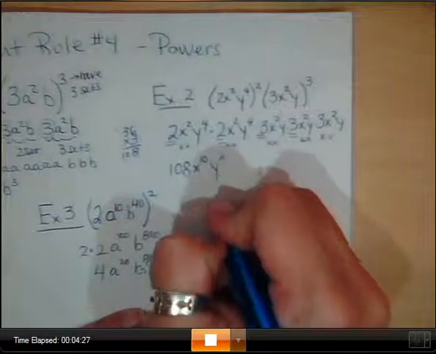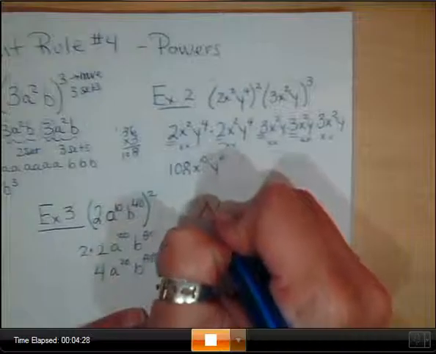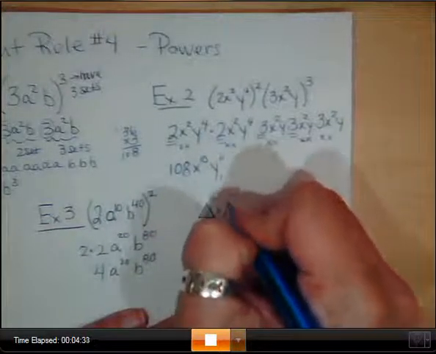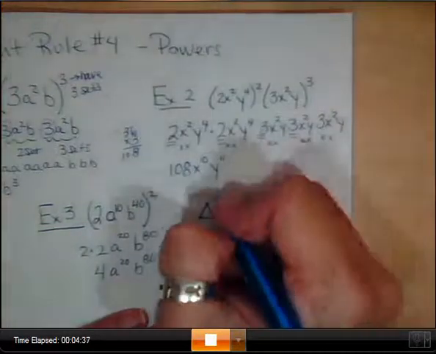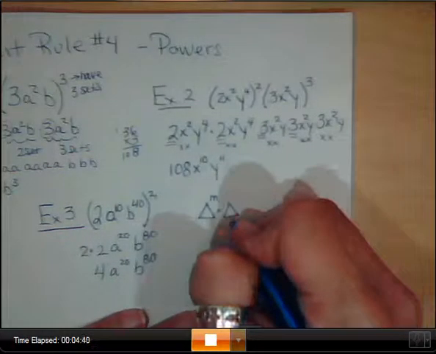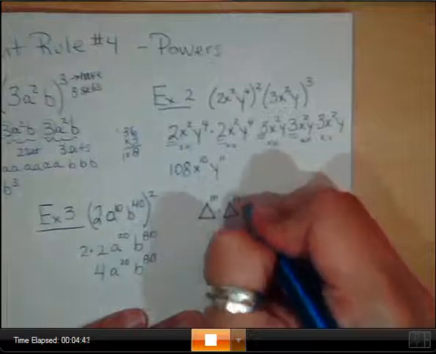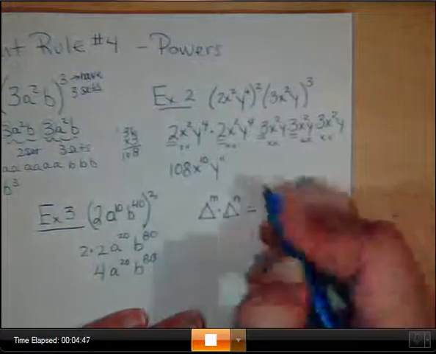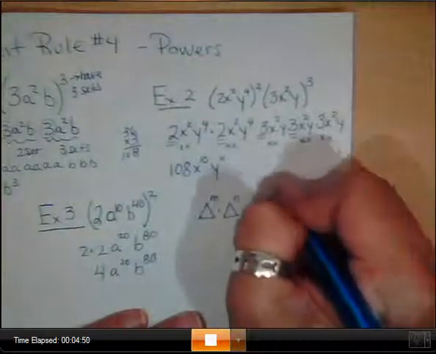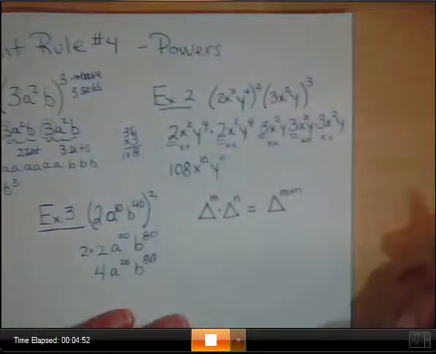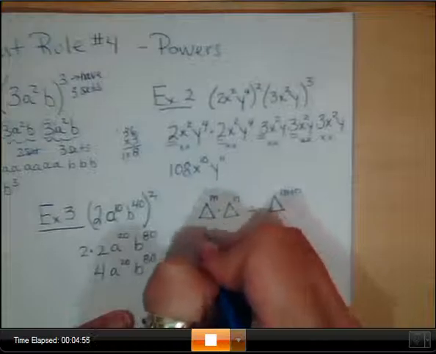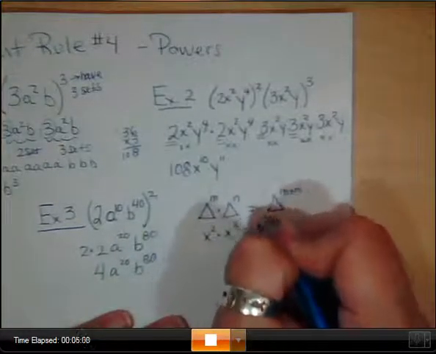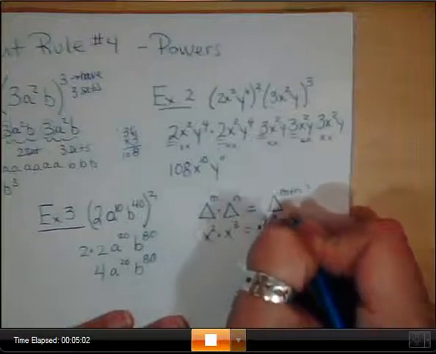Now, the two rules that people confuse the most. If I have some number, and I'm going to go to the triangles, and I know that makes you all crazy, but we have to have the same base. So if I were to have a triangle raised to the m power and a triangle raised to the n power, that's going to give me, we don't change the base, a triangle raised to the m plus n, I would add the exponents. Or x to the second times x to the third gives me x to the 2 plus 3, or x to the fifth.